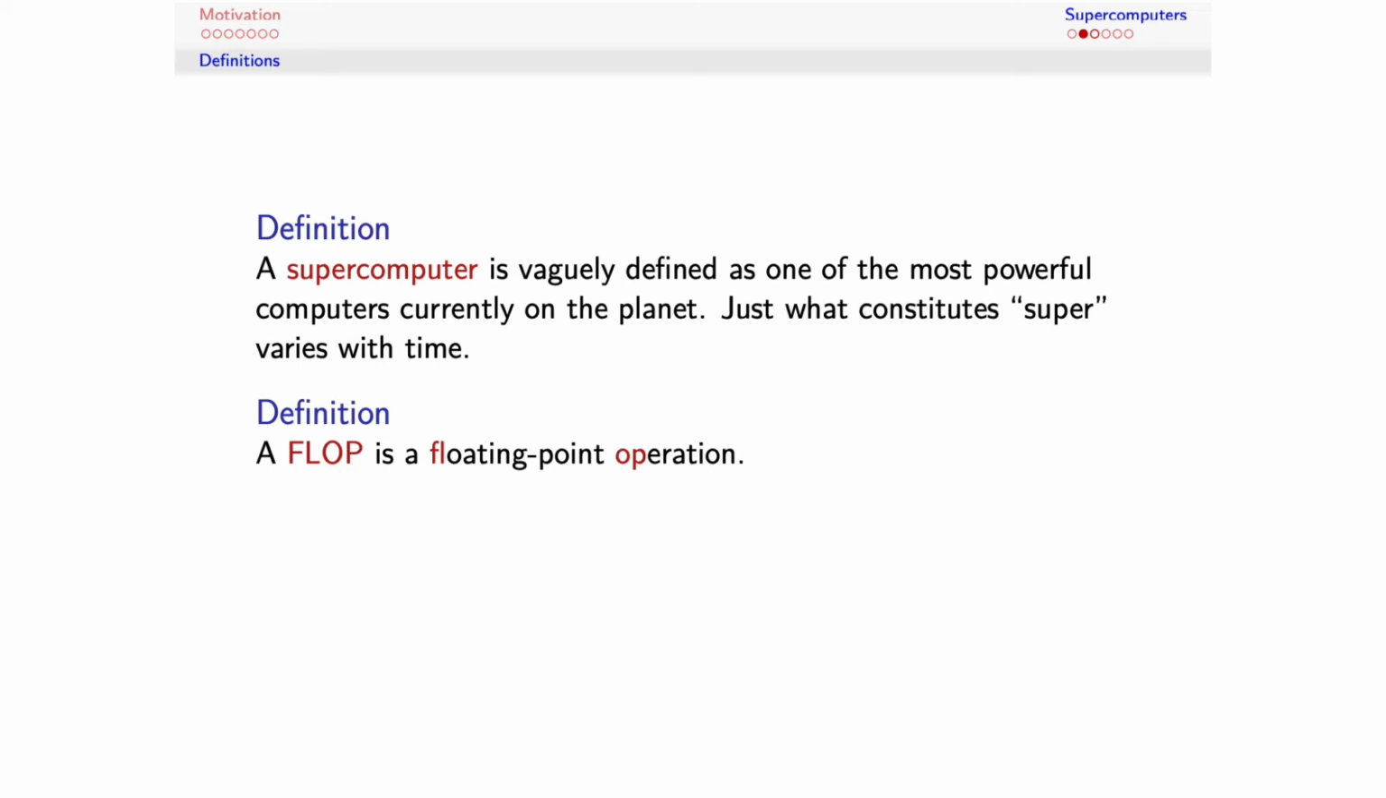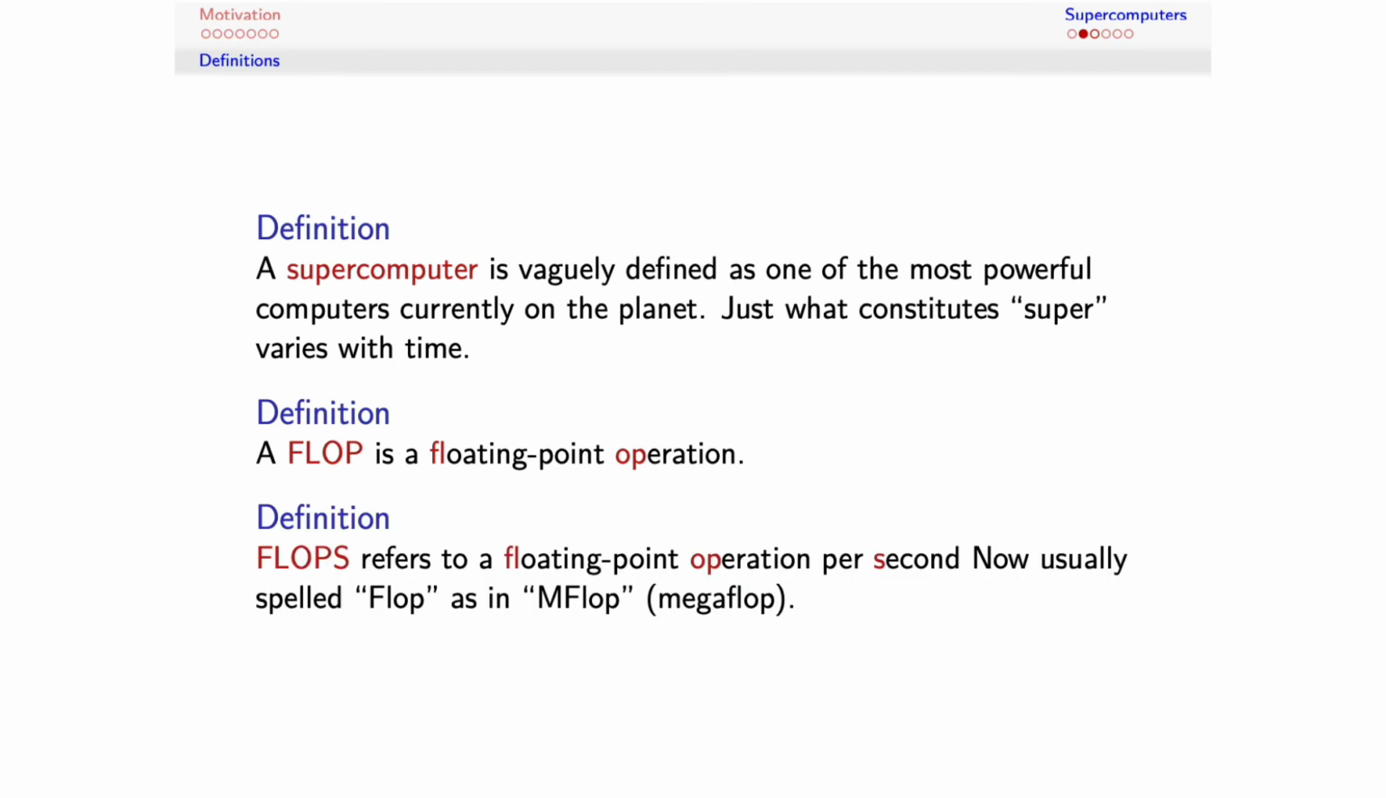One of the important metrics used in determining the performance of a supercomputer is what's called a floating point operation. So you might think of this as a floating point multiplication or division. And the abbreviation for floating point operation is a FLOP. Kind of an unfortunate acronym, but there we have it. And then when we talk about flops, we're now talking about how many of those flops we can compute per second. So flops refers to floating point operations per second.